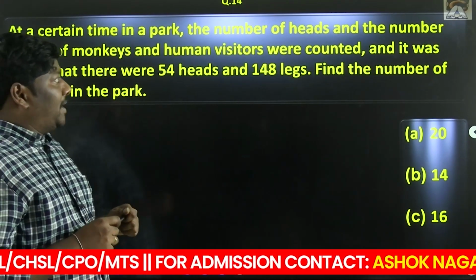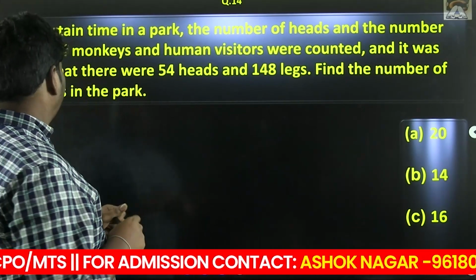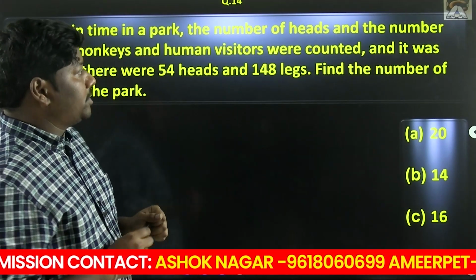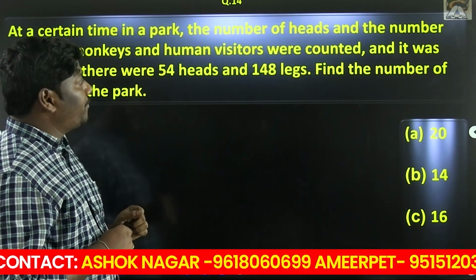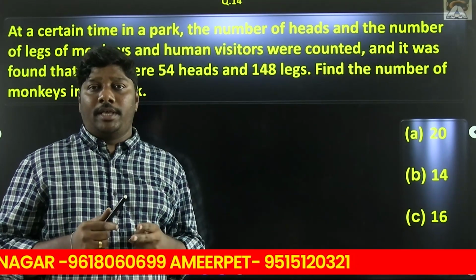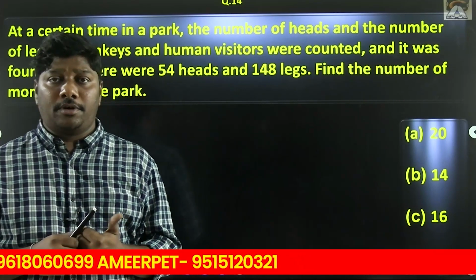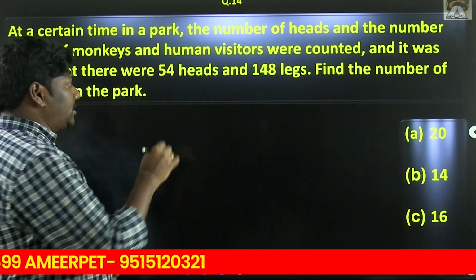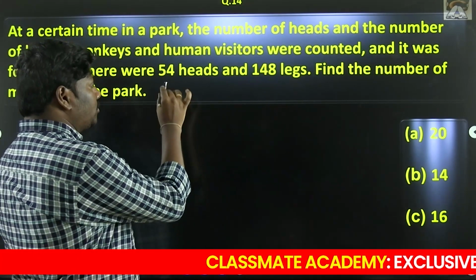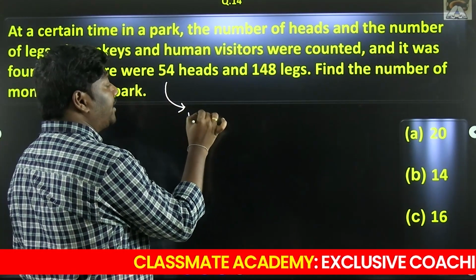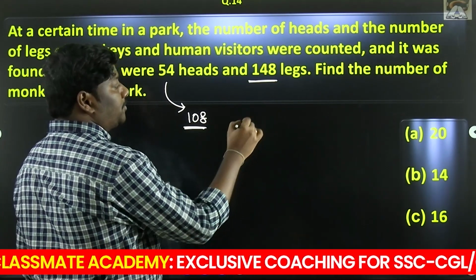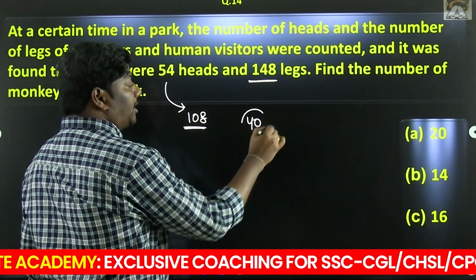At a certain time in the park, the number of heads and the number of legs of monkeys and human visitors are counted, and it was found that there were 54 heads and 148 legs. Humans have 2 legs, while monkeys we take as 4 legs. If there are 54 heads, and we take 2 legs each, you should have only 108 legs. But how much do you have? 148, which means 40 more.